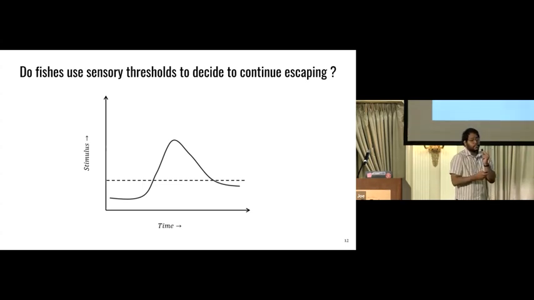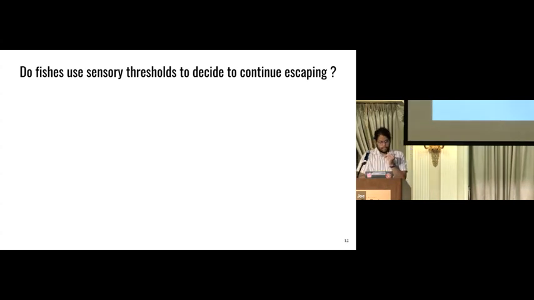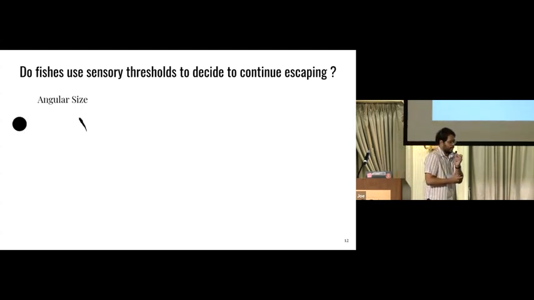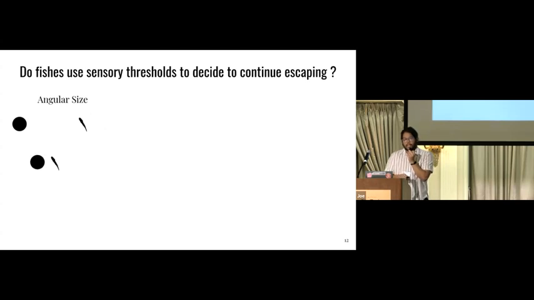Prior studies in zebrafishes, which is the model organism we study, have shown that the fishes typically use two kinds of visual inputs. One of them is called the angular size. What I mean by that is the relative angle that a virtual predator might occupy in the visual range of the fish. If the virtual predator is far away from the prey, you have a lower angular size. And if the virtual predator is close to the fish, you have a much higher angular size.